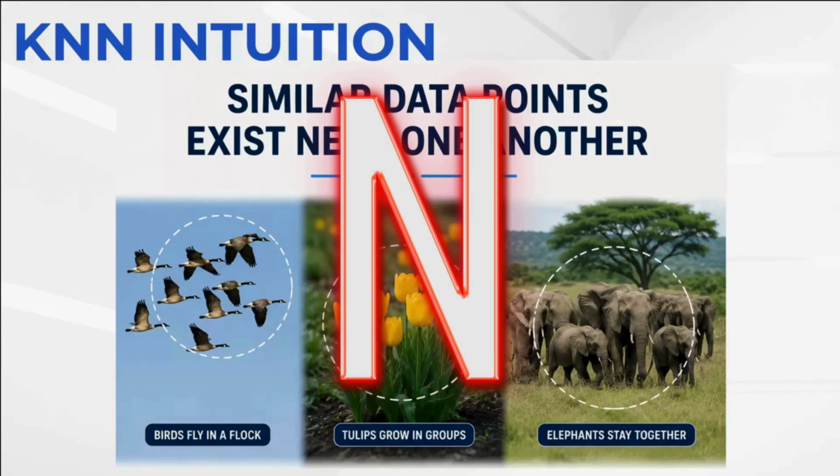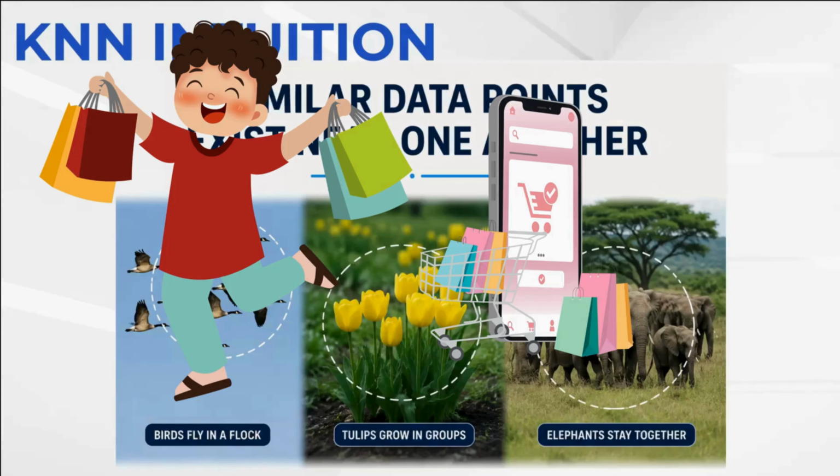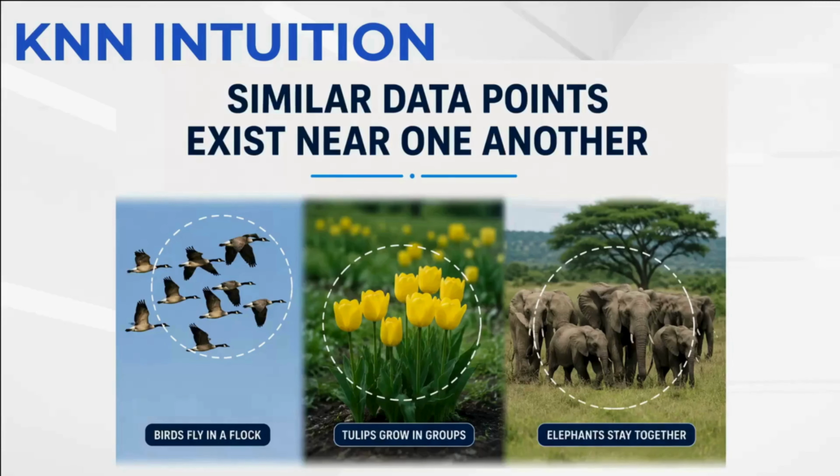How does Netflix recommend movies? How does an online store suggest products that you might like? Many recommendation systems today rely on the idea that similar things are usually found close together. That is the core idea behind K-nearest neighbor. We will explore the complete KNN workflow with practical examples.